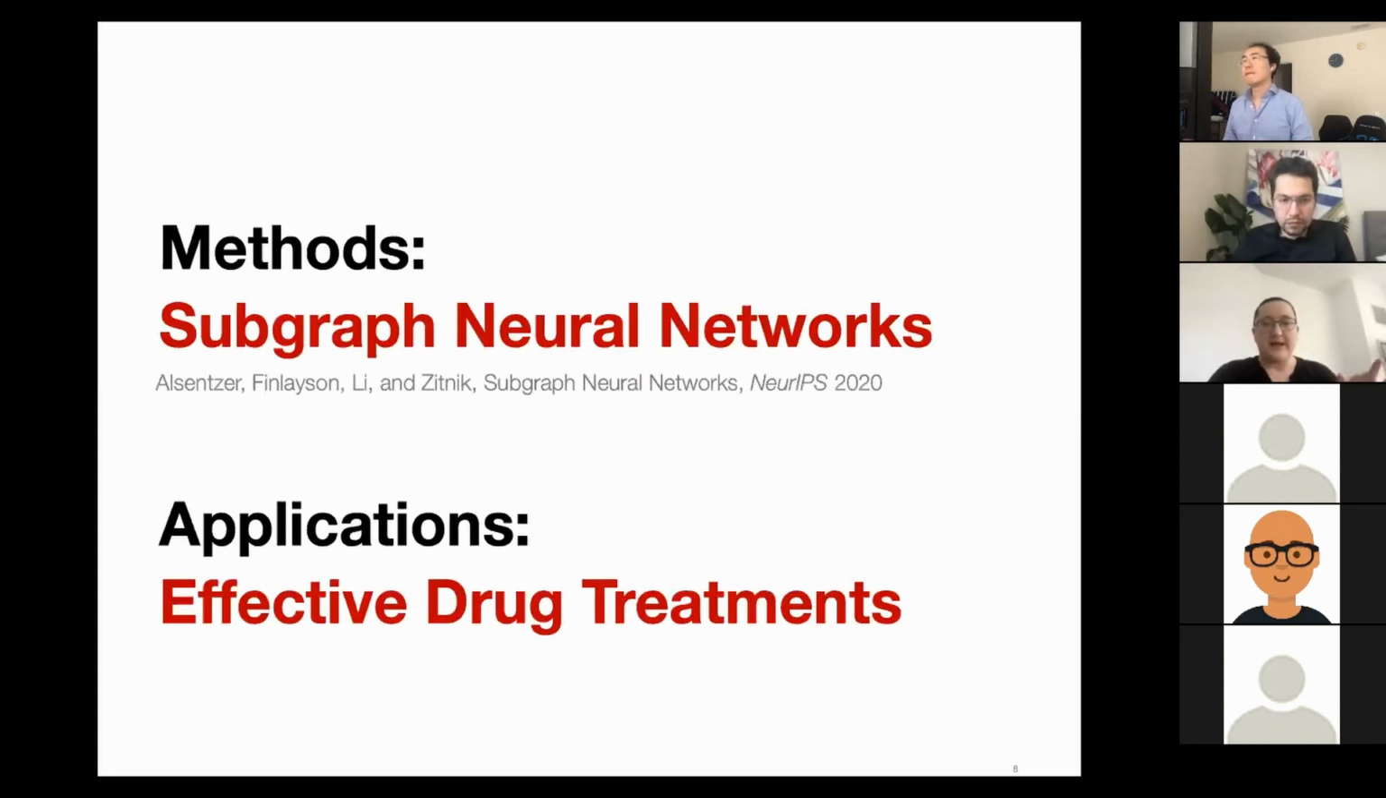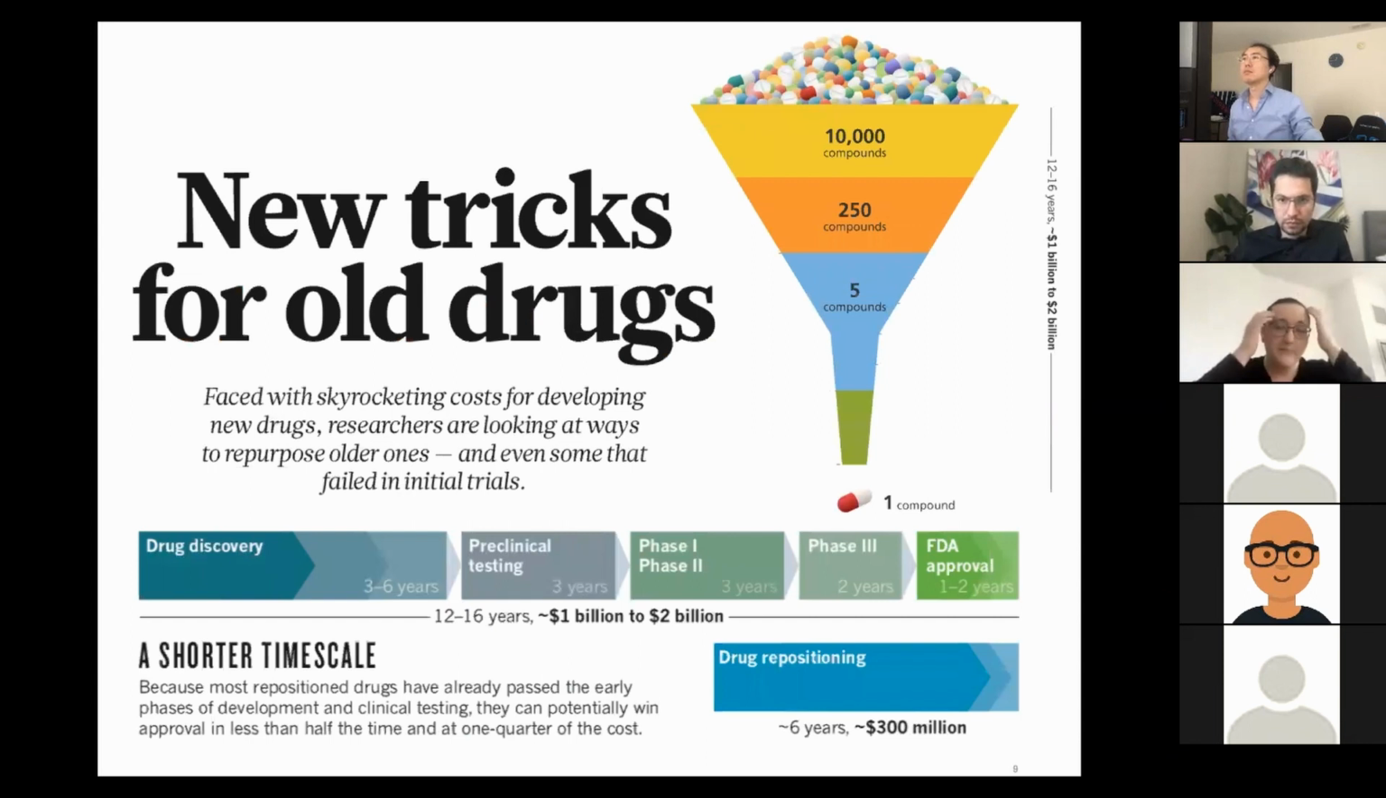Okay, so let's start with the first topic. In the first part of the talk, I will outline the method, subgraph neural network, which we just published at NeurIPS this year, and then I will describe how we use the method in the context of identifying effective and safe drug treatments. So the primary motivation for this part of the work is a problem of drug development and discovery, which is very familiar to people on the call here.